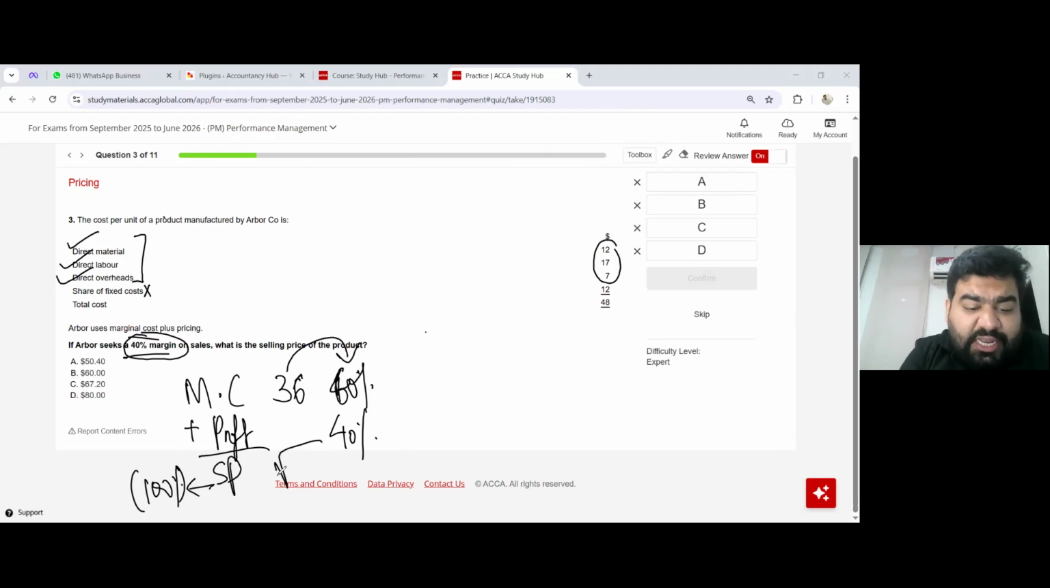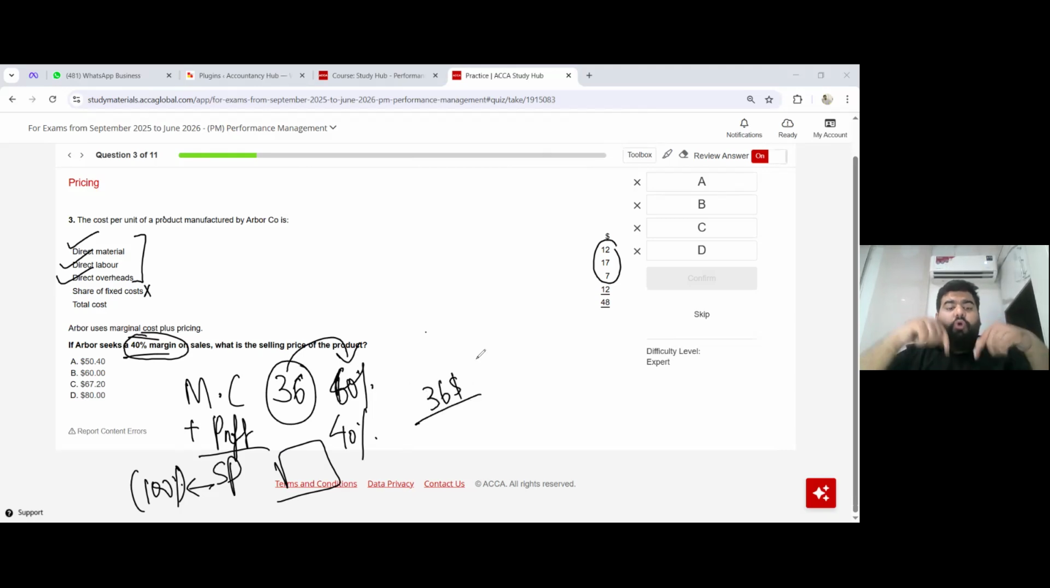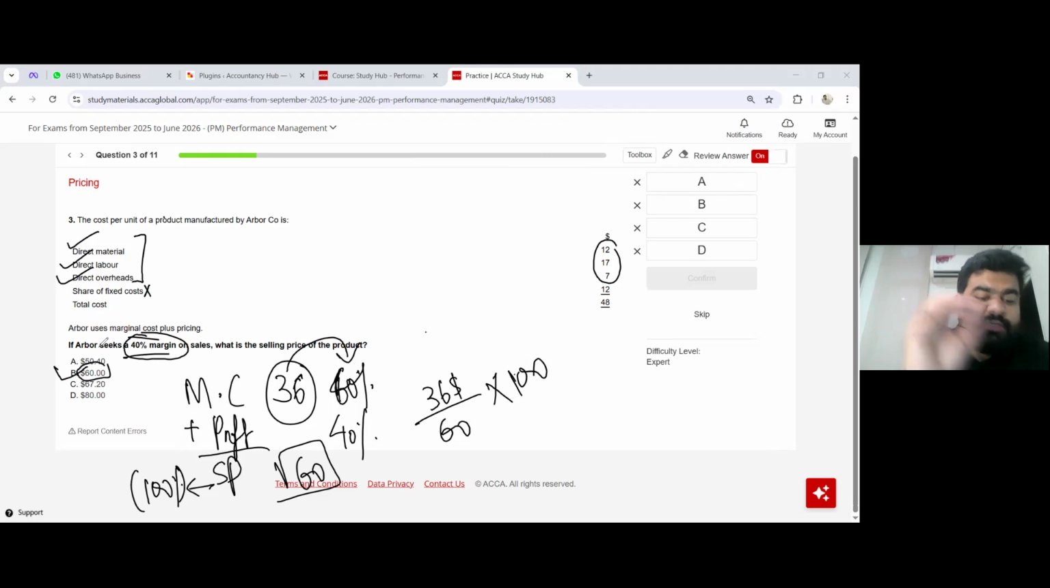Now we have to find the selling price. Easily, we take the value of marginal cost, $36, and divide it by its own percentage. What is its own percentage? 60%. Obviously marginal cost percentage is 60%. So 36 divided by 60, no need to write the percentage sign, multiplied by where we want to go, the selling price percentage, that's 100. So 36 divided by 60 into 100, it will be 60. So final selling price will be $60.